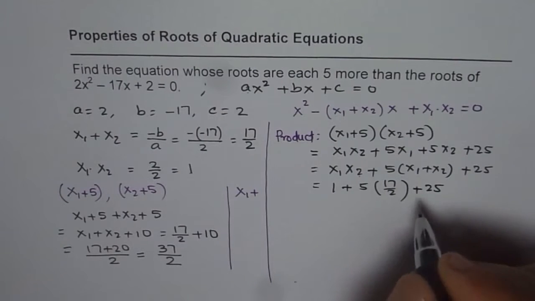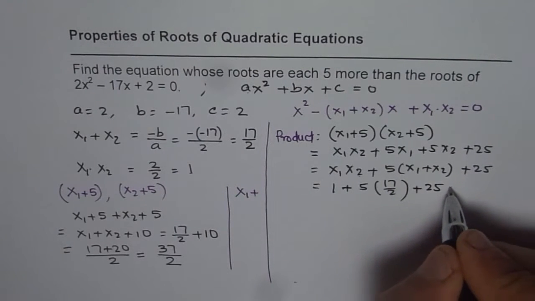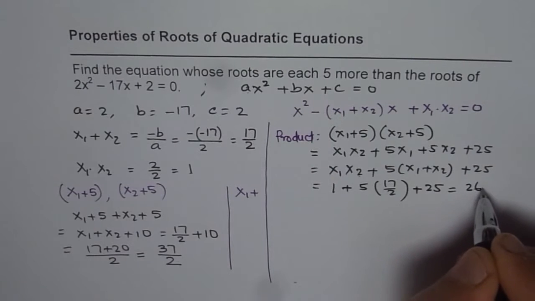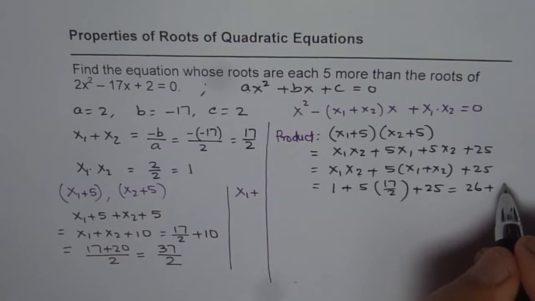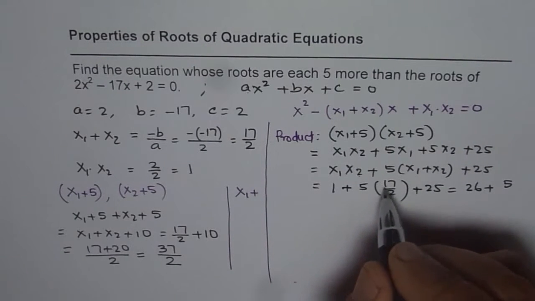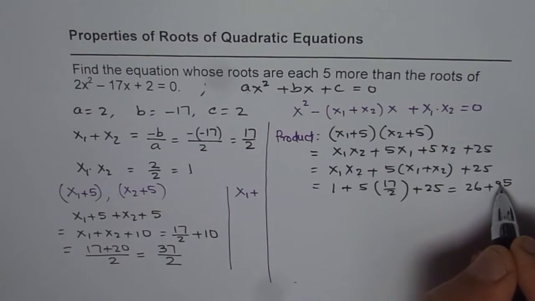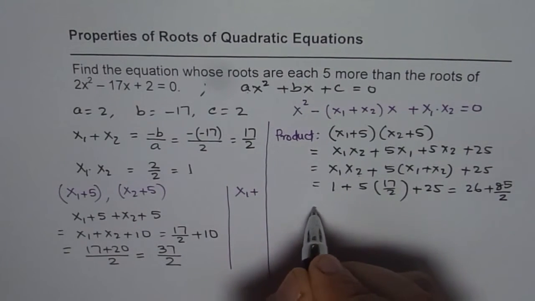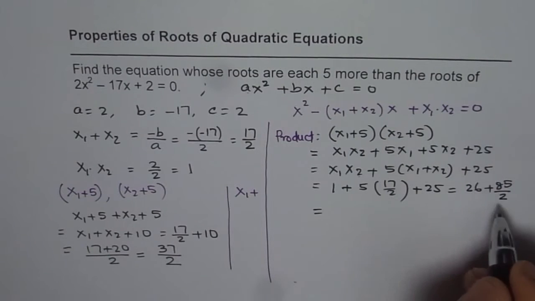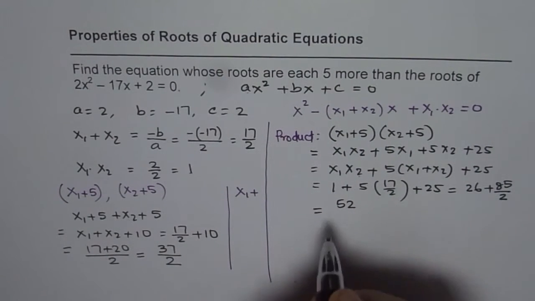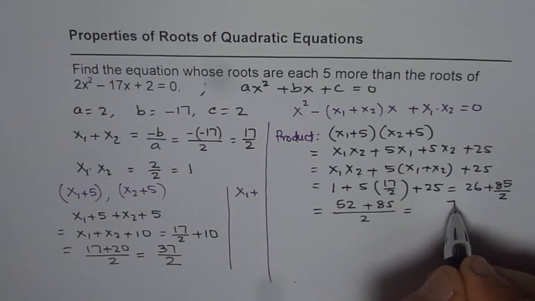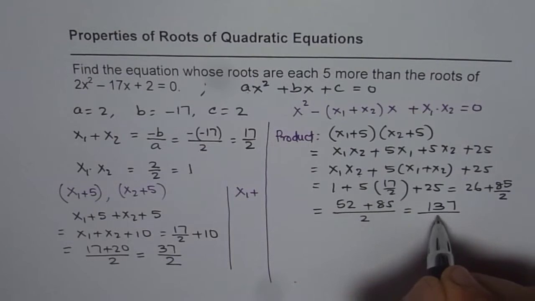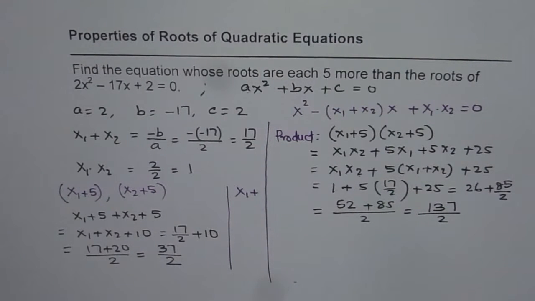So that makes things very difficult for us. So what we get here is 25 plus 1 is 26 plus 17 times 5 divided by 2. 17 times 5 is 85, divided by 2, right? So that gives us a product. Let's add it. So it is 26 times 2, 52, plus 85 over 2, which gives you 137 over 2. Well, my calculations could be wrong. Just check them. But I hope you understand the method, right?